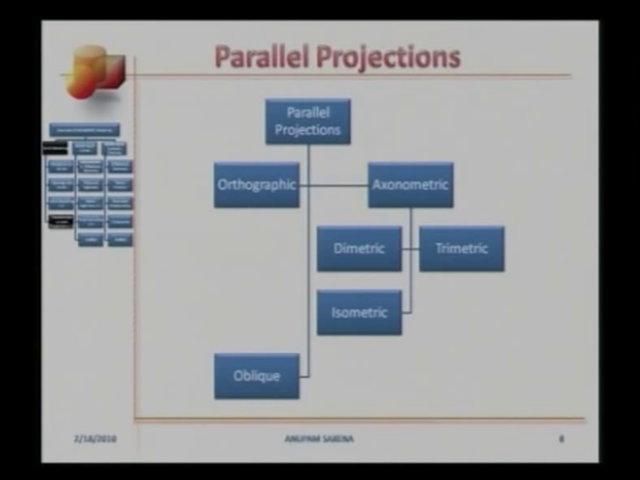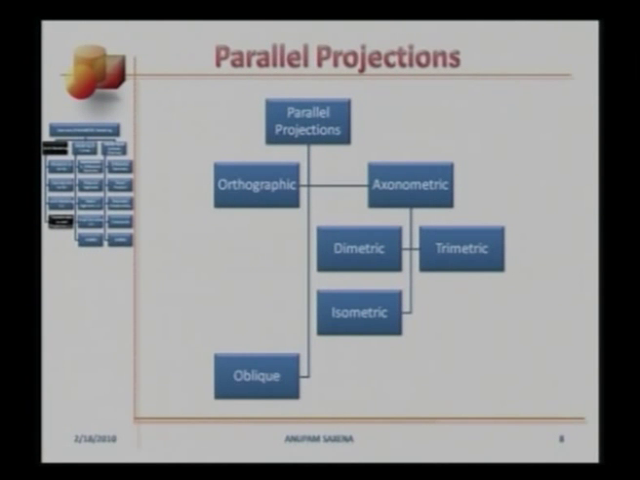Parallel projections. Parallel projections are of three kinds: orthographic, axonometric, and oblique. In your first year drawing classes, you must have learnt about orthographic projections and a particular case of axonometric projections, the isometric ones. Well, there are two other kinds of axonometric projections. They are dimetric projections and trimetric projections.